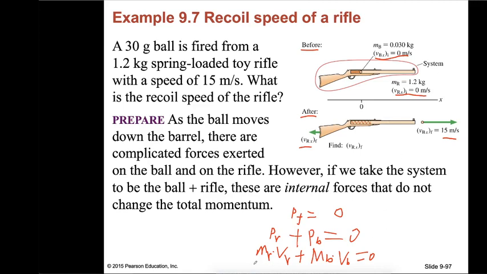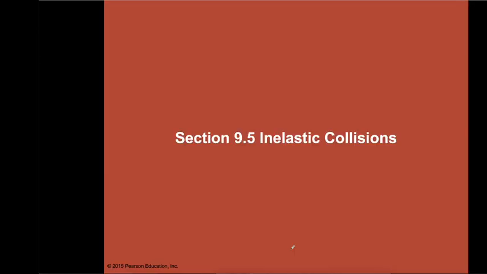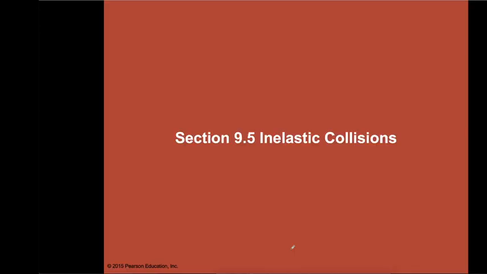So you know the mass of the rifle and the mass of the ball. You also know the speed of the ball. So can you calculate the speed of the rifle? The answer is yes. It's very easy. So you will get the answer. So we don't talk about it for too long.